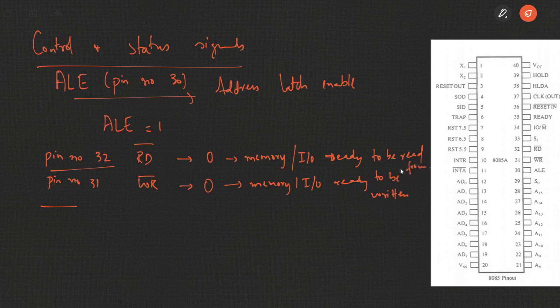So pin number 32, when it is actually low, is enabled. That means it is active. It indicates that the memory or the IO device associated with the microprocessor is ready to be read from, and pin number 31 indicates that the memory or the IO device is ready to be written onto. Fine. So we will be using the data bus for reading and writing between the microprocessor and the memory or the IO device.